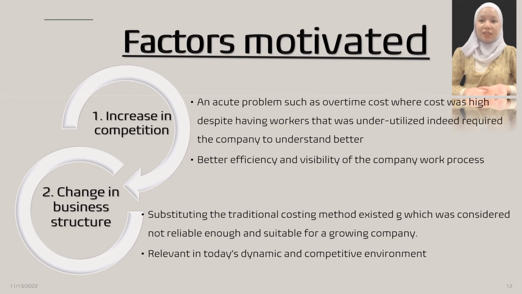According to Nay and Tan, 2018, the external environment, cost-cutting strategy, user attitude, and firm size all have a major effect in persuading a corporation to use ABC. We covered two aspects of TM, which is first, the increase in competition. As for TM, acute problems such as overtime costs, where cost was high despite having workers that were underutilized, required the company to better understand the work activity of their workers.